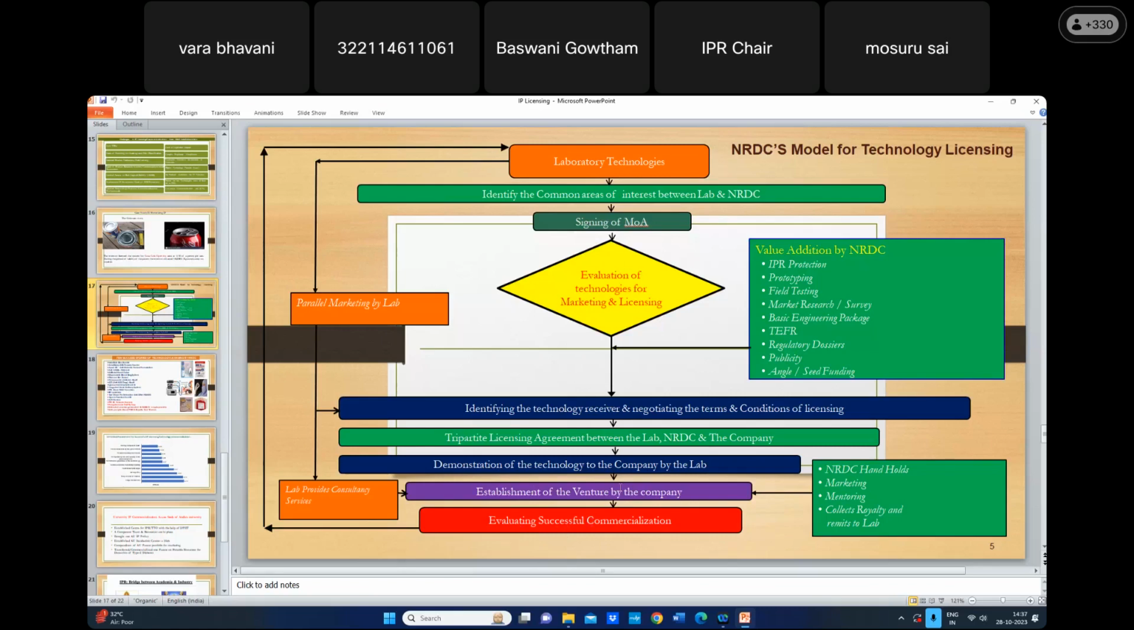Thereafter, they evaluate the successful commercialization: to what extent the technology licensed was successful in terms of wealth creation, profits, taxes paid to the government, and employment opportunities created. So this is a standard model. Most of the countries follow the same kind of model.